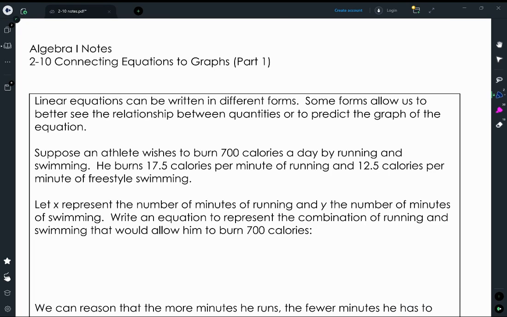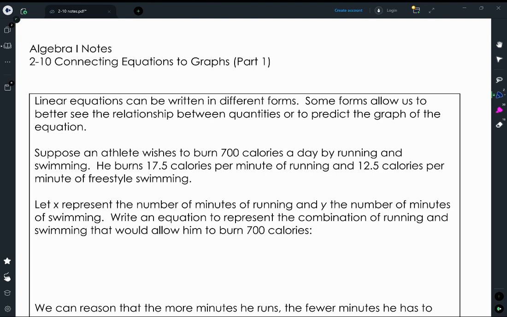Suppose an athlete wishes to burn 700 calories a day by running and swimming. He burns 17.5 calories per minute of running and 12.5 calories per minute of freestyle swimming. So let's go ahead and read that over again and really get a picture in our heads of what's going on. An athlete wishes to burn 700 calories a day by running and swimming. He burns 17.5 calories per minute of running and 12.5 calories per minute of freestyle swimming.